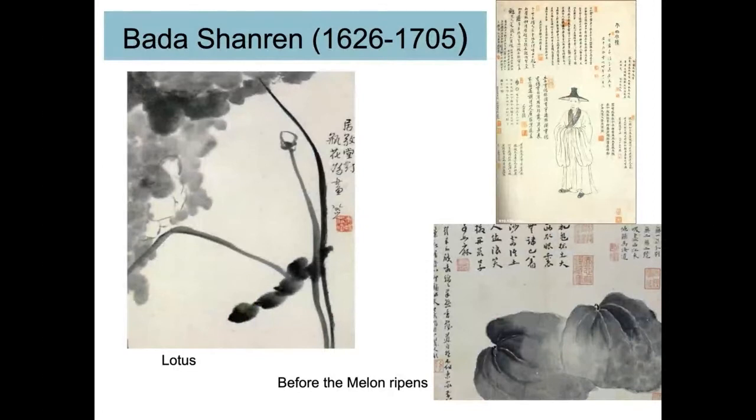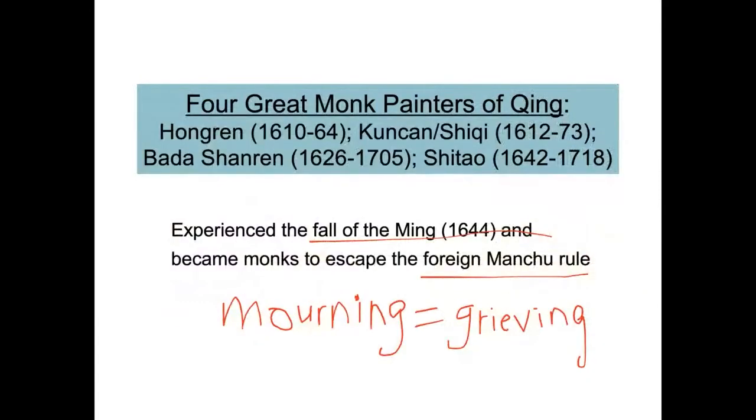Yeah. So if you go to Bada Shanren's work, he is the last two. So Hongren and Kuncan, you can look them up if you want. But we will focus on Bada Shanren and Shi Tao. So why are these names long, or like a single name? Because these are their monk names. They didn't use their family name plus given name system.